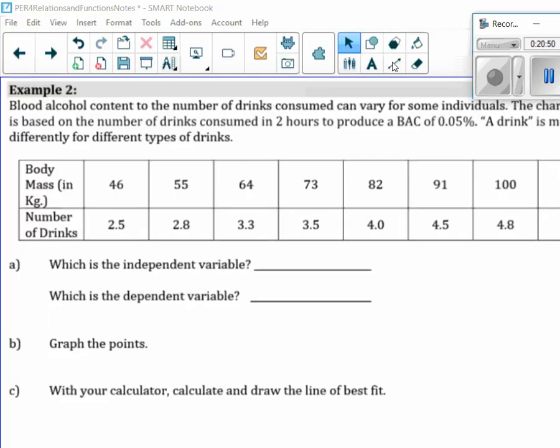But can anybody tell me what the independent variable is? Body mass. And what is the dependent? Number of drinks.